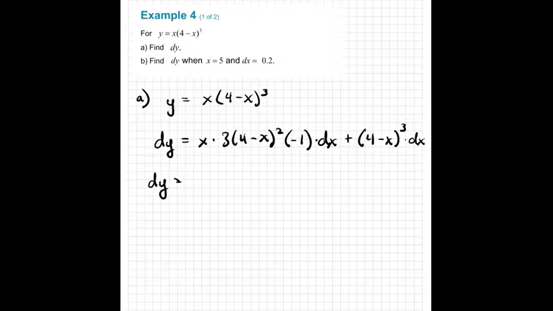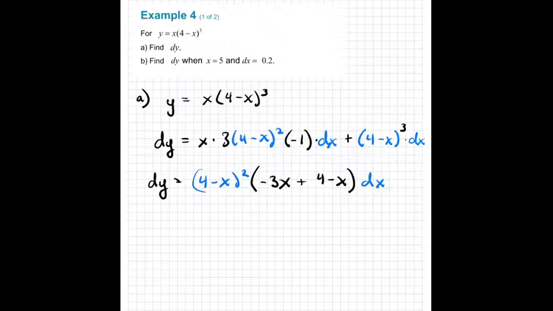Let me highlight what I'm factoring out, because they both have this. So if we factor out the 4 minus x squared, what's left? In the first term, it looks like we have a negative 3x. In the second term, it looks like we have a 4 minus x. And I think what's left is the dx. I like to put that on the back end, on the back side, right?